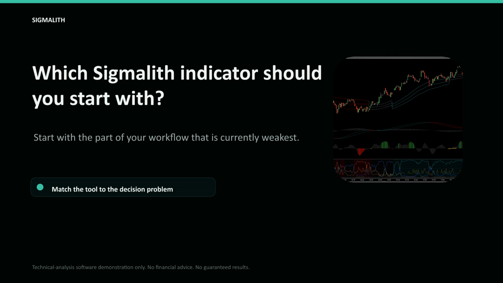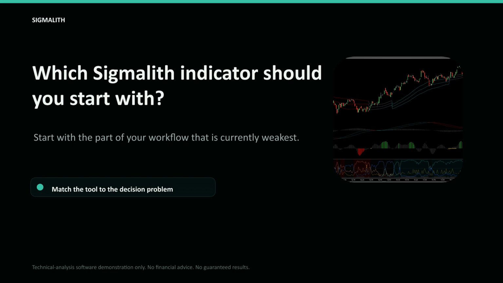You probably should not buy every indicator first. Start with the part of your workflow that is currently weakest. That is the cleanest way to think about the Sigmalith catalog. Each indicator is built for a different decision point.